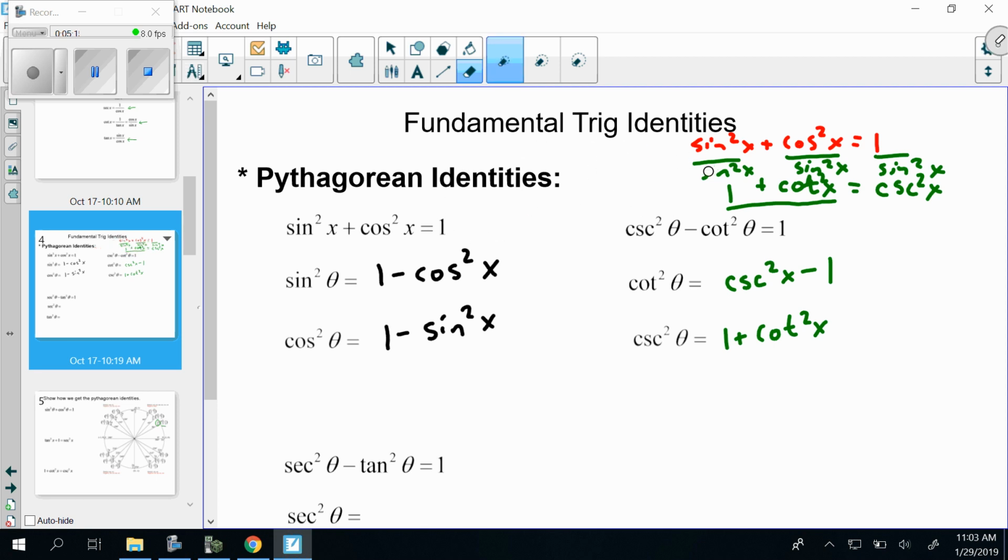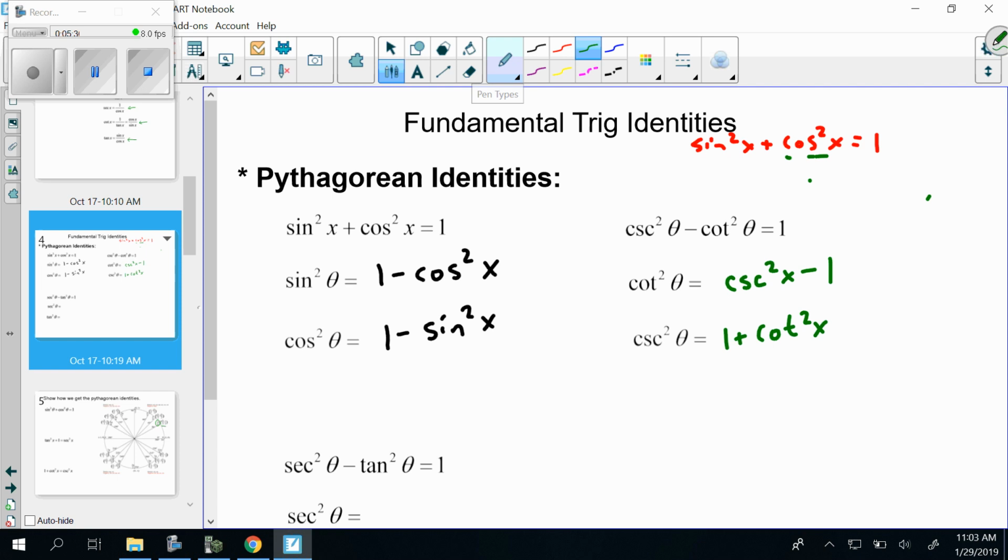If we would take it and instead of dividing by sine squared, divide everything by cosine squared, we come up with a third identity off of this Pythagorean theorem one. So let's divide everything by cosine squared this time. And what we get then is sine squared over cosine squared is the same as tangent squared. Cosine squared over cosine squared, that's 1. And 1 over cosine squared, that's secant squared.